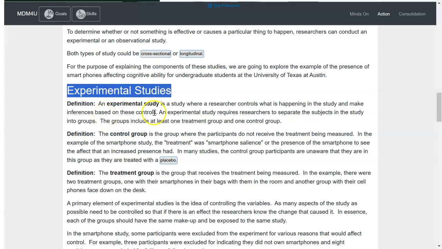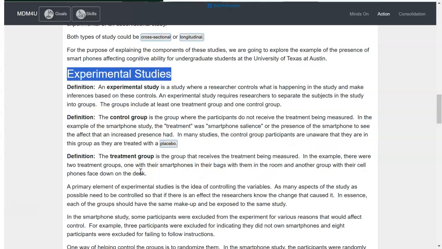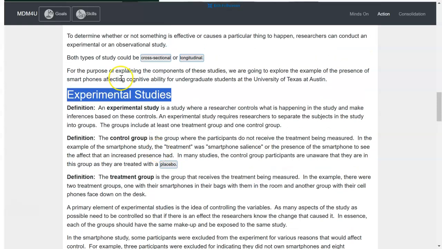An experimental study is a study where researchers control what's happening. Usually you have a treatment group and a control group. The control group is the group that is just left alone, and the treatment group is the one that you treat, I guess. A simple example: in the article, there were treatment groups, one with smartphones in the bags and one in the living room. So that's this example here above.